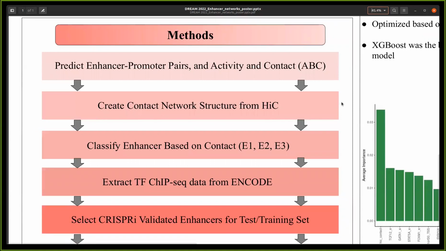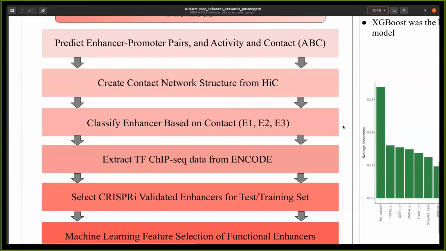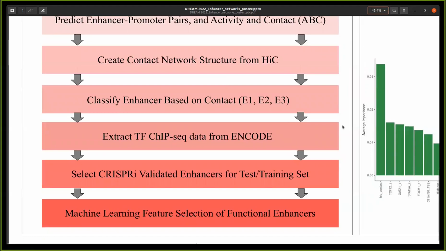Basically, what we start with is predicting enhancer-promoter pairs using the activity by contact software. Then we create a contact network like the one we saw above from the Hi-C data. From that network, we classify the enhancers based on their contact as either E1, which is a direct connection, or indirect connections as E2 and E3. Then we extract the ChIP-seq data from ONCODE and select CRISPRi validated enhancers for our training and test set. Finally, we train the machine learning algorithms and select out the most important features of functional enhancers to determine what the features are that affect an enhancer the most.